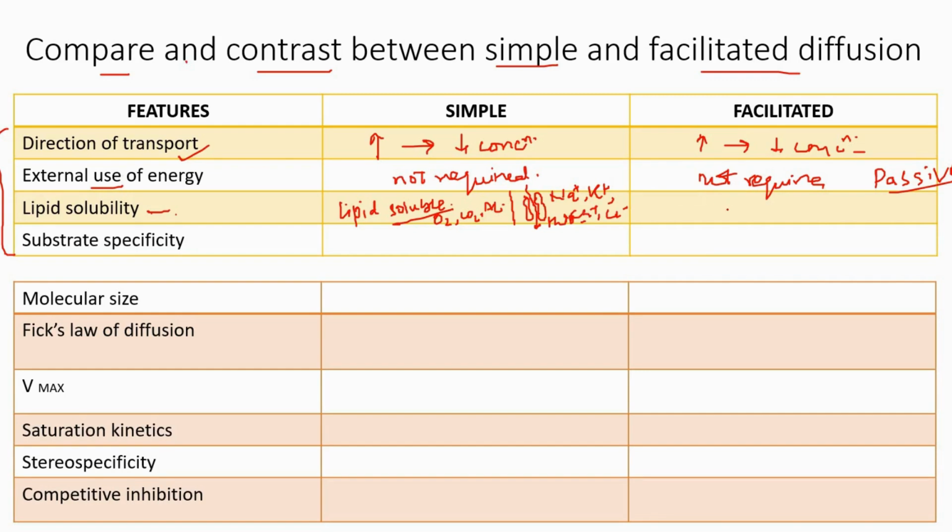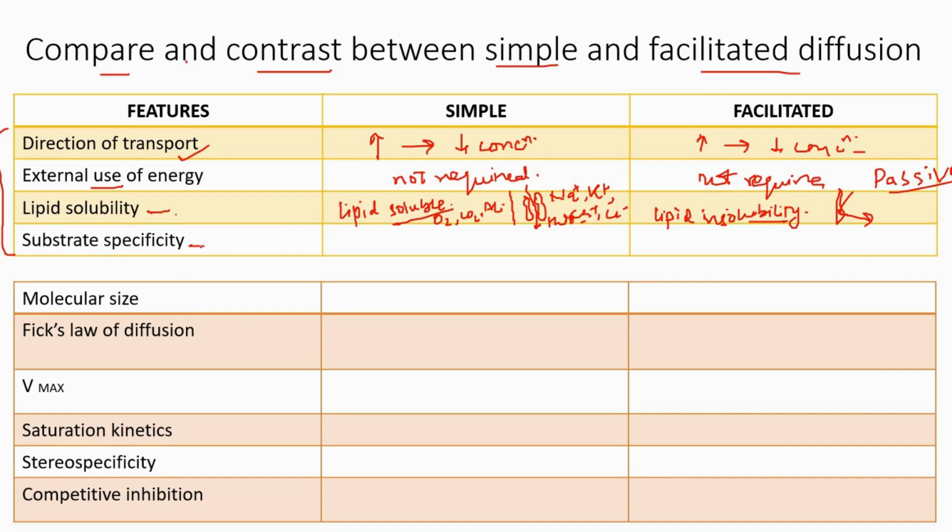In the case of facilitated diffusion, the substance is lipid insoluble. Substances are not soluble in lipid, so they need some help with the binding of this carrier molecule, and then it will be thrown to the other side of the membrane.